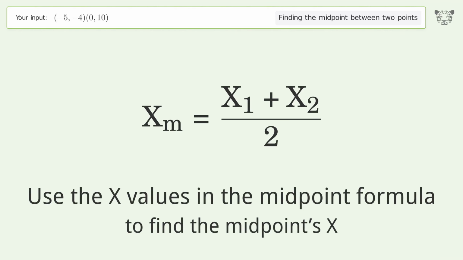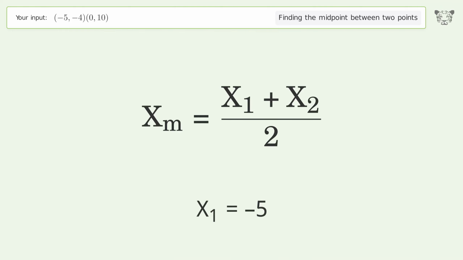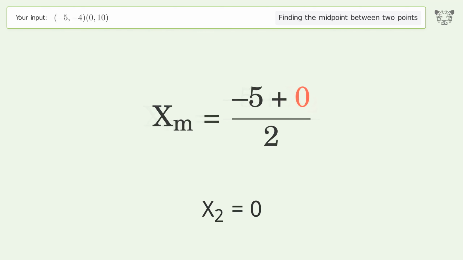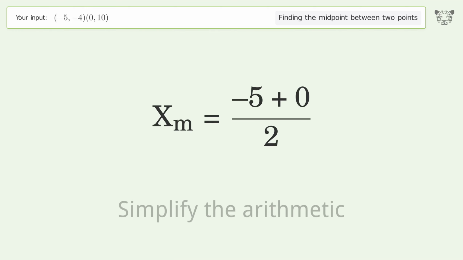Use the x values in the midpoint formula to find the midpoint's x. x1 equals -5. x2 equals 0. Simplify the arithmetic.